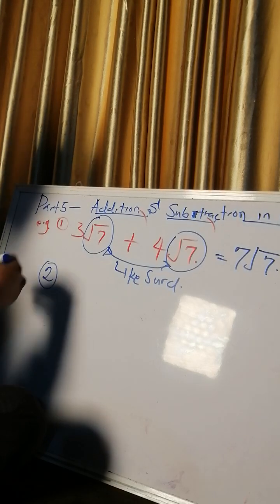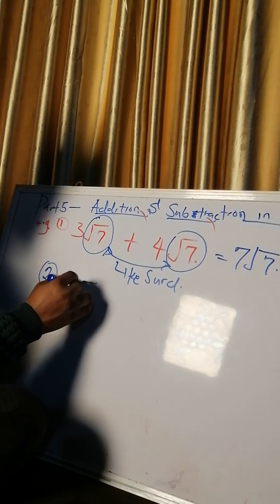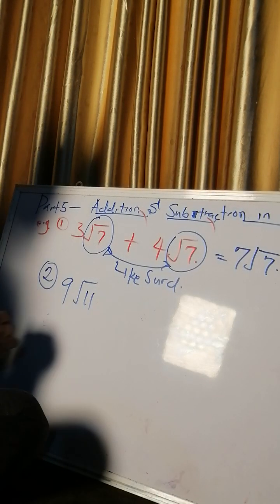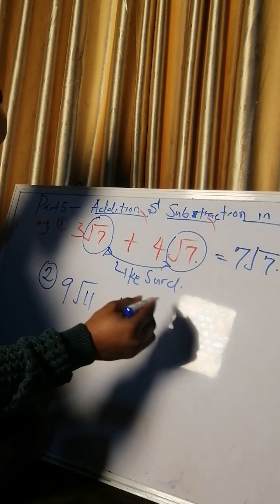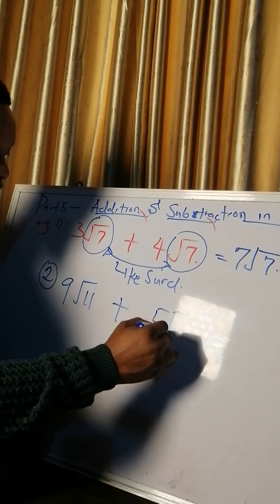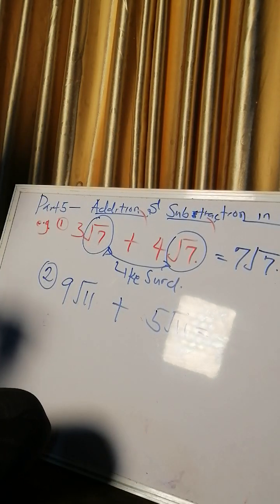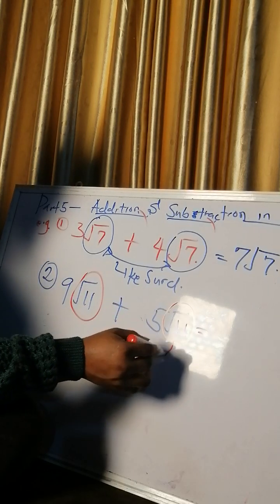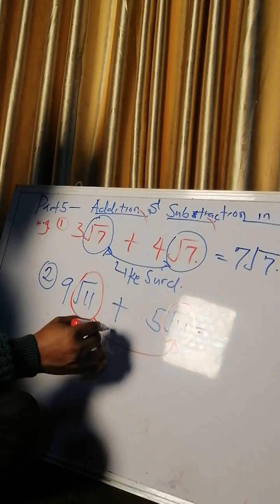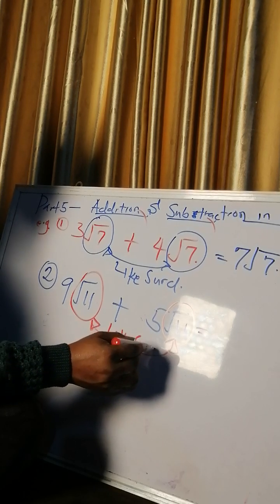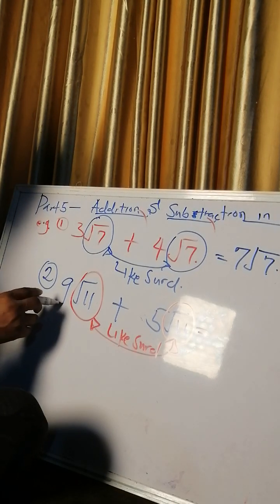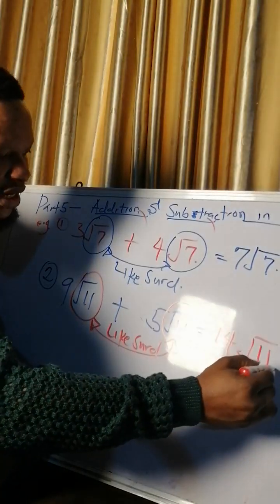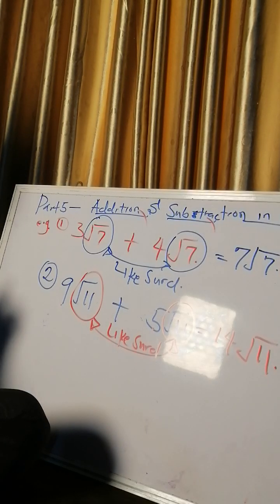That is number 2. Let me say I have 9 root 11, plus, let me say, 5 root 11. So what do I mean here? If you look at this very well, this is an example of like surds, they are the same. Because they are the same, you are going to add them together. But if they are not the same, you cannot add them together. So 9 plus 5 will give us what? 14 root 11, which is fantastic. So it's very, very straightforward.